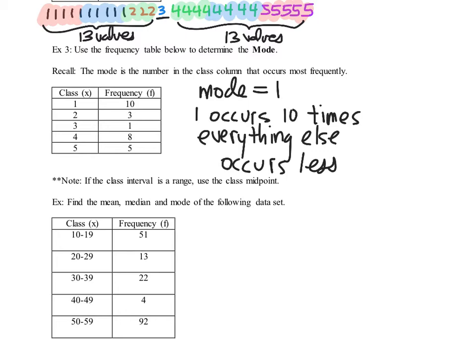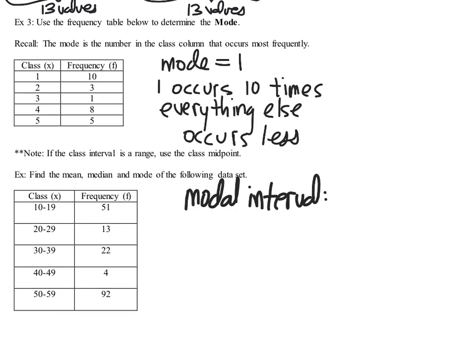That's perfectly fine. In the case of something like this problem here, where the data is set up in interval form, it could be a little trickier. So what we do there is we call it the modal interval. So I'll start off with that because it's kind of fresh. The modal interval would be the interval that has the most representation, so the most values in it, so 50 to 59.